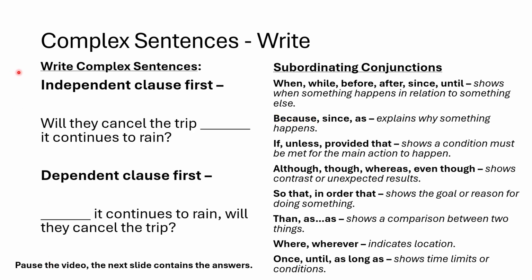Write these complex sentences. Independent clause first. Will they cancel the trip? It continues to rain. Dependent clause first. It continues to rain. Will they cancel the trip? Pause the video. The next slide contains the answers.